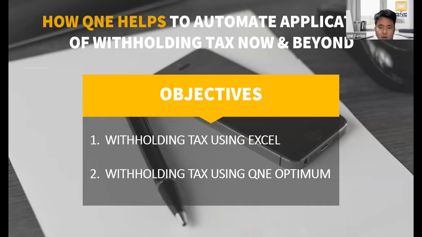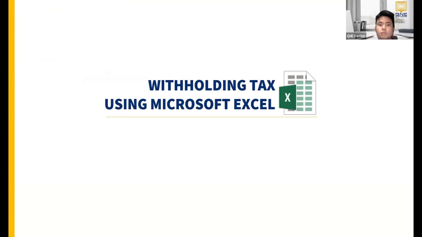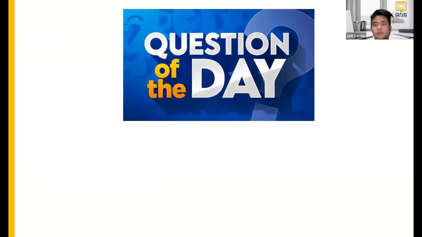Okay, so today for mine, very fast and straightforward, I'm just going to go through two different scenarios. One will be withholding tax using Excel. One will be withholding tax using Q&A Optimum. Okay, so let's go through the first scenario, which is using withholding tax using Microsoft Excel.